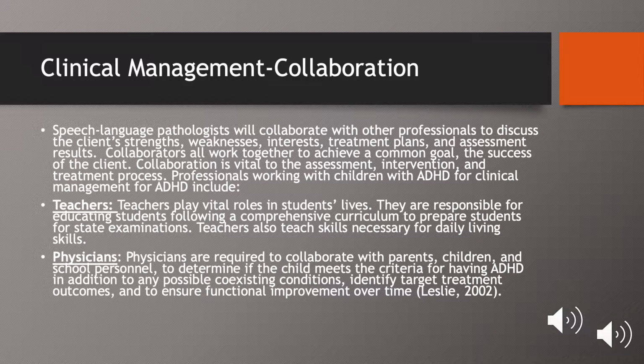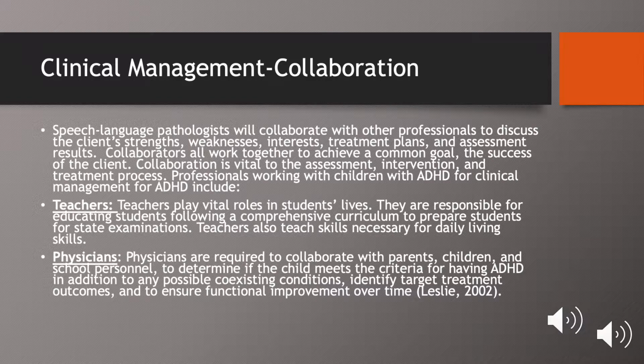Teachers also teach skills necessary for daily living. So teachers do not only teach a curriculum, but they also implicitly teach the skills that are required for day-to-day living. The student spends the most time with their general education teacher or special education teacher out of all of the professionals that they see during the school day. So this is a great source of information about the student and can give you information about how they are doing, what their daily behaviors and routines are like, what works well for them, what doesn't, and just overall how they're doing within the classroom setting.